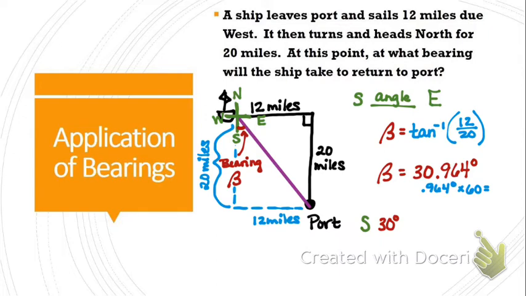How many minutes? I got 57. 57 minutes. So 30 degrees, 57 minutes, 50 seconds.